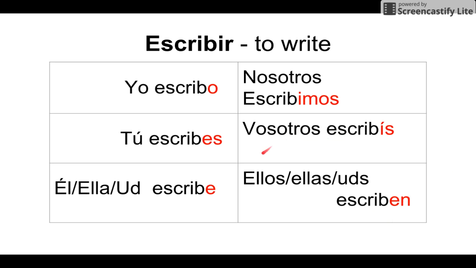And that is conjugating AR, ER, IR verbs in the present tense.